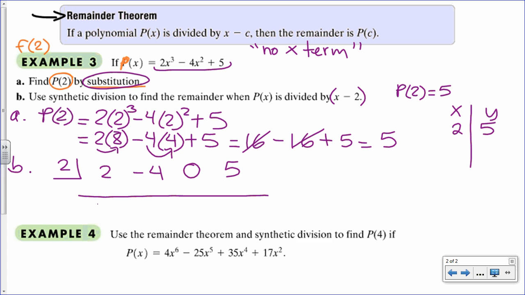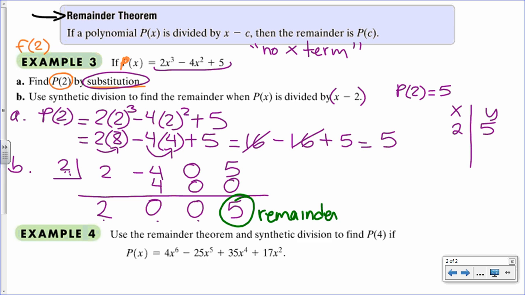So we drop the first number, then we multiply. 2 times 2 is +4. -4 plus 4 is 0. 2 times 0 is 0. 0 plus 0 is 0. 2 times 0 is 0. So 5 plus 0 is 5. And that is the remainder, right?